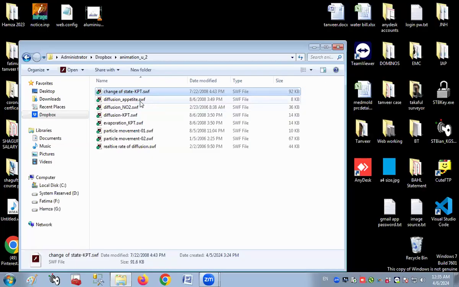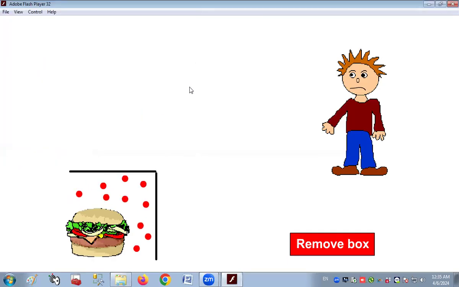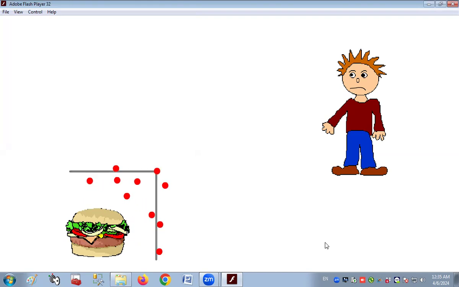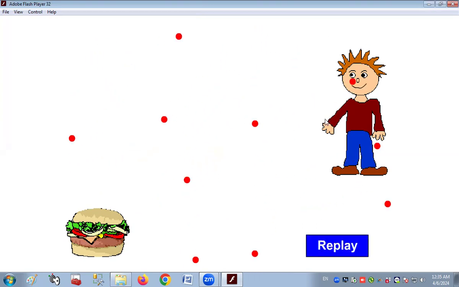Now the next one is about the diffusion process. What is diffusion? Diffusion is basically the random movement of the particles. So if a person is standing over there and we have the burger in the box, right? We cannot smell that the burger is there in the room, but if I remove the box, so these are the smell particles, the aroma particles, right? And now that person can smell it.